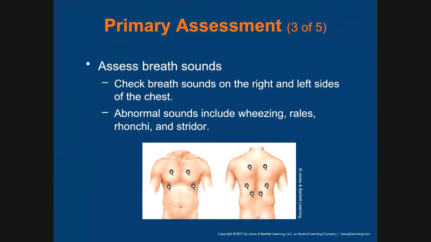So assess breath sounds, check breath sounds on the right and left side. So you always compare right side to left side. So it's not apex and then base. It is apex on the right, apex on the left. Always compare bilaterally. Now, abnormal lung sounds include wheezing, that's bronchoconstriction, rales, that's fluid, rhonchi, that's pus or mucus in the alveoli, stridor, that's upper airway issues.